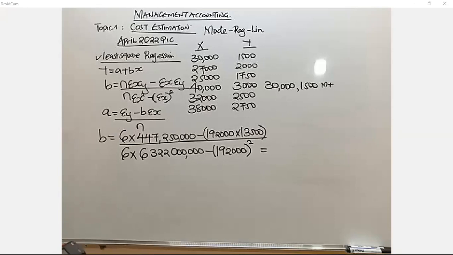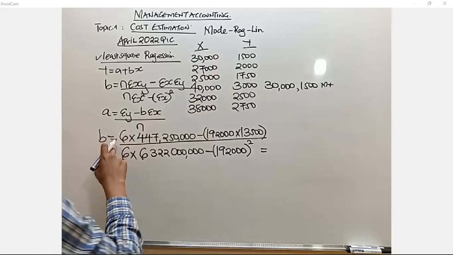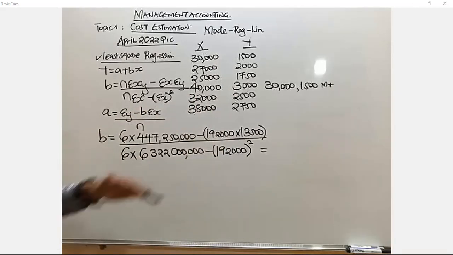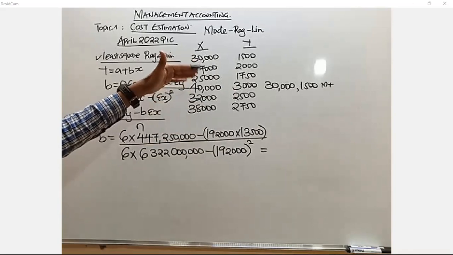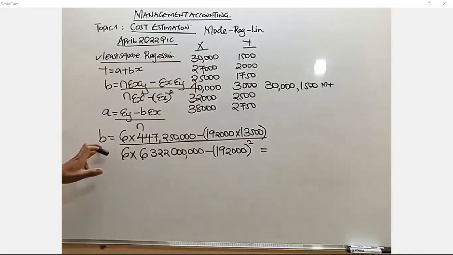32,000, comma, 2,500 M plus. The other one is 38,000, comma, 2,750 M plus. So already we know our n is 6, and that is what we have seen here. But because we don't need any summations, because the examiner does not require this working, this is just for you, for rough work, so that you can put that data. The examiner just needs you to get B and A.